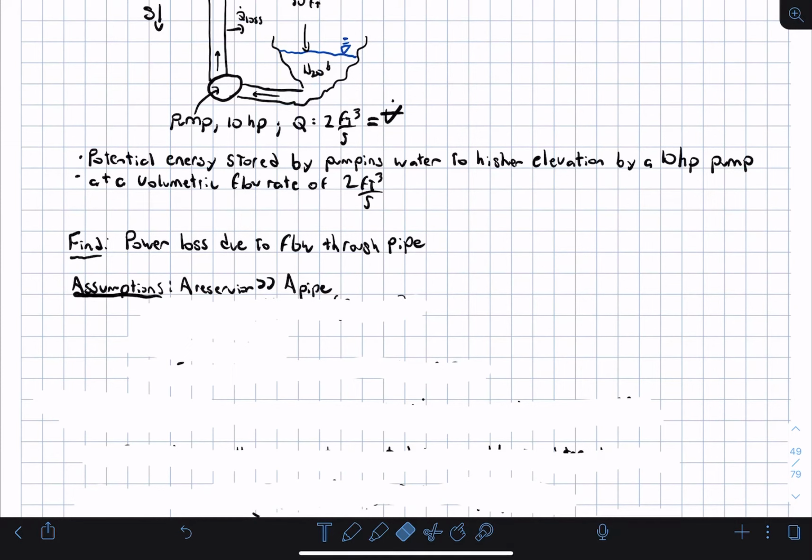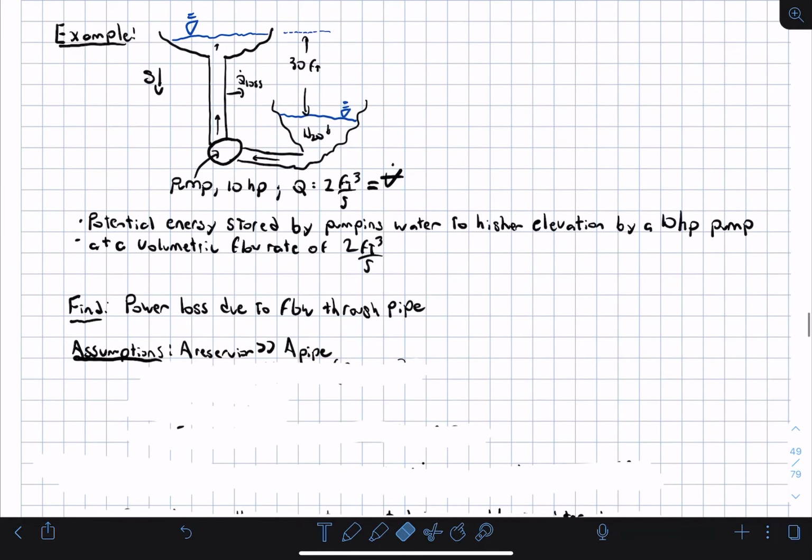Okay, and so we're going to assume several things. We're going to assume that the surface of the reservoir, which could be a little lake or a little pool, is much larger than the cross-sectional area of the pipes. And in this example, I'll actually show you the effect of that assumption, and why, based on that assumption, you can assume that the velocity here is almost zero, and the velocity squared is even smaller.